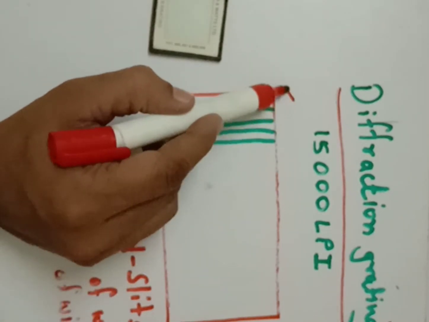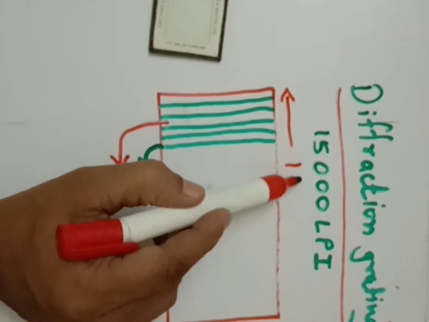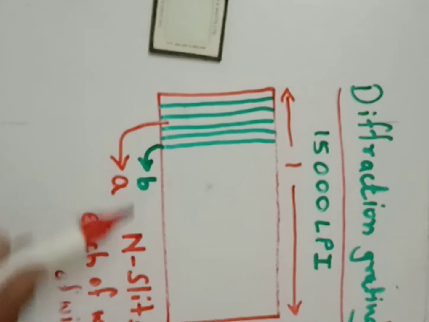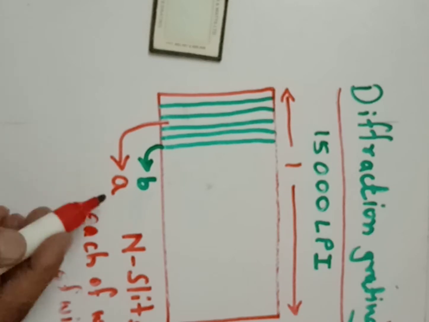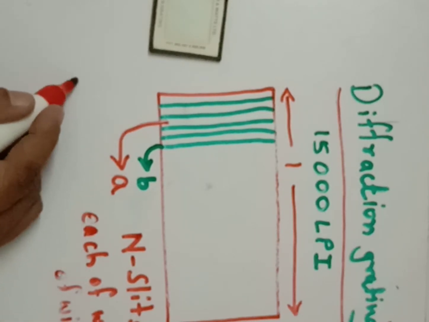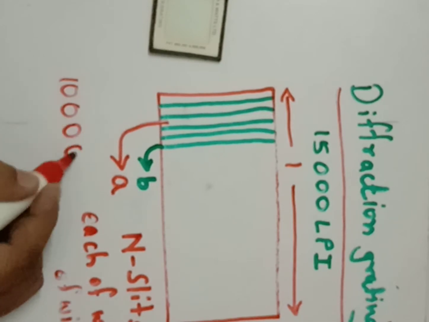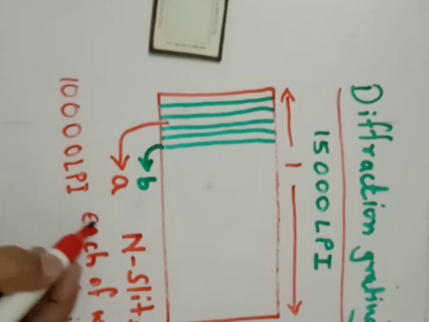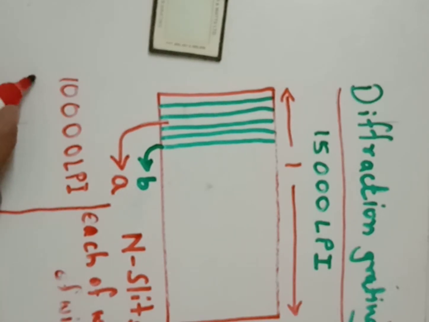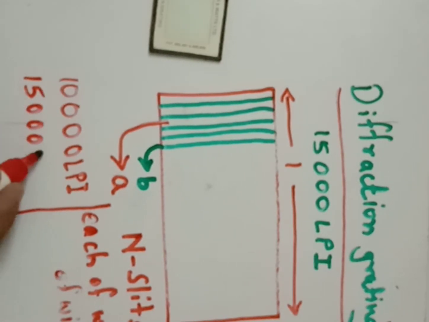In the space of about 1 inch, a very large number of lines are ruled. Usually they are of the order of 10,000 lines per inch. They can be 15,000 lines per inch, and the number can still be higher. It goes up to 23,000 lines per inch. So such a large number of lines are ruled on a diffraction grating.